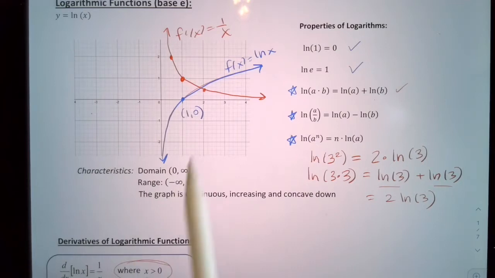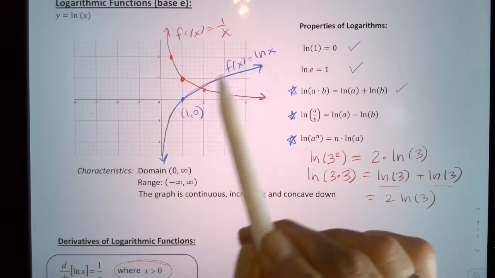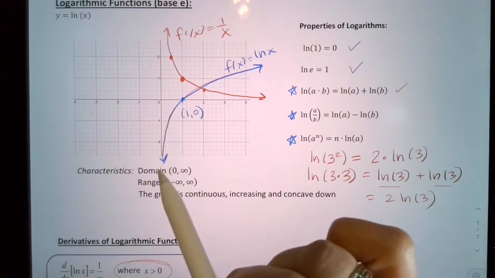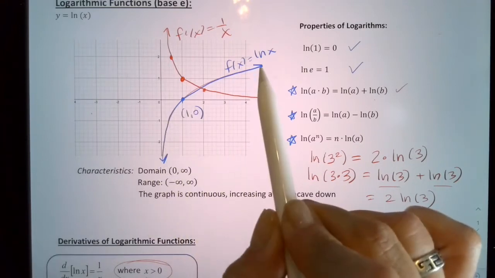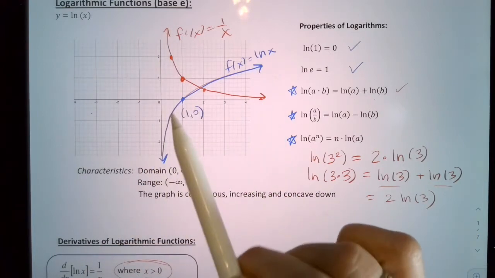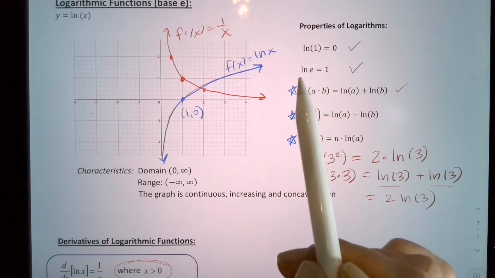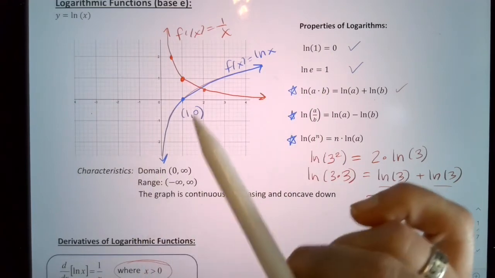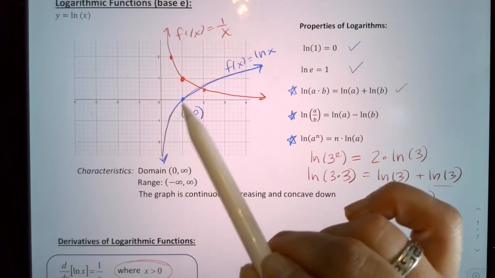The range of your natural log function is all real numbers, okay? And this function of the natural log is increasing, continuous, and concave down. Here's my derivative, okay, which shows the slope of this natural log function everywhere. Thinking about our old Calc 1 ideas, notice here that the natural log function is increasing everywhere.